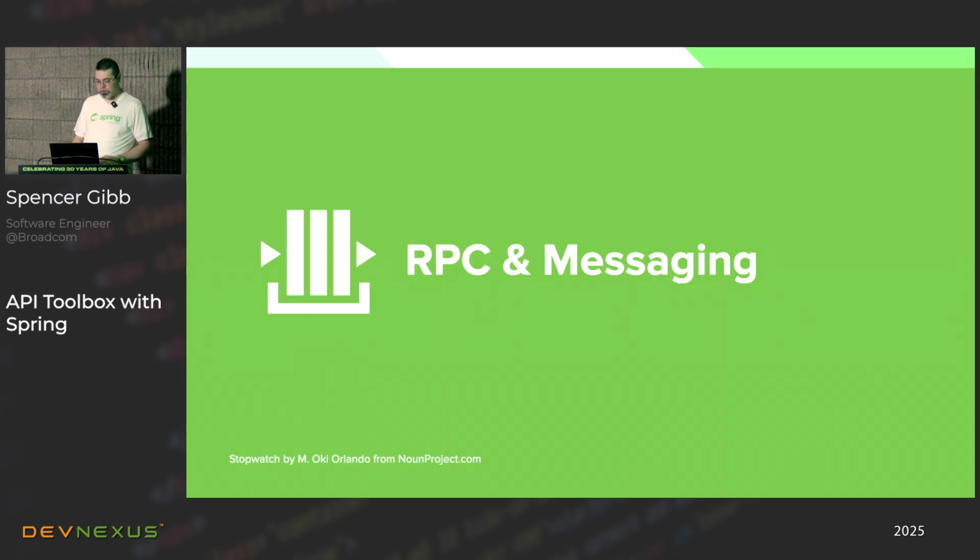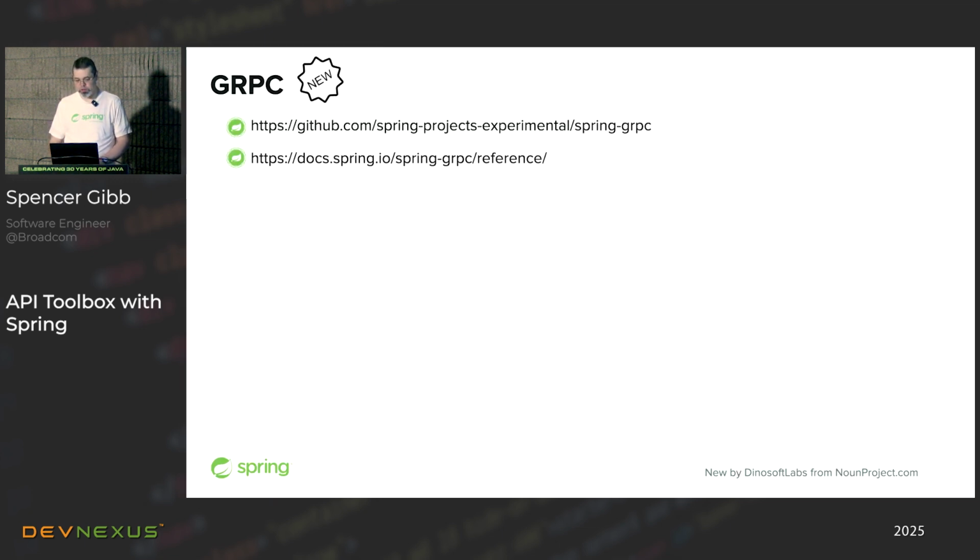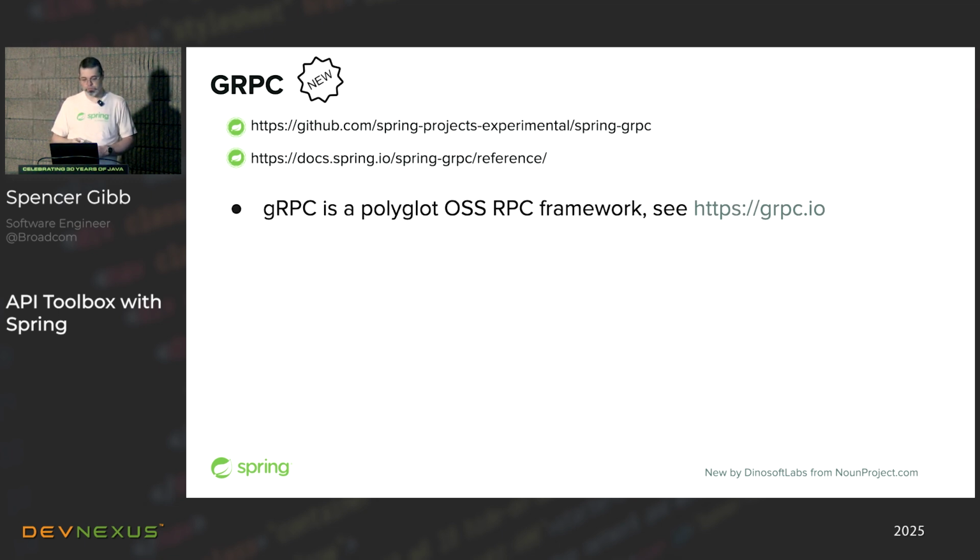So as we get into other styles of APIs, we have something new that is being worked on. Who's familiar with gRPC? A few of you? Okay, so gRPC is a binary protocol. Can anyone tell me what the G stands for? Yes, right, so it originated at Google as a high-speed alternative to HTTP, right?